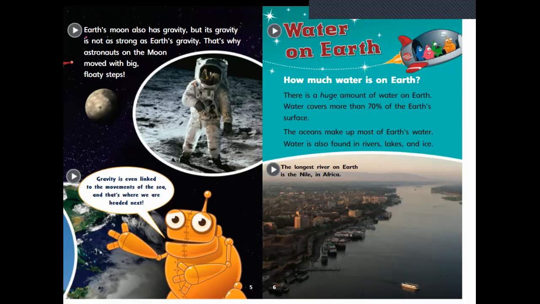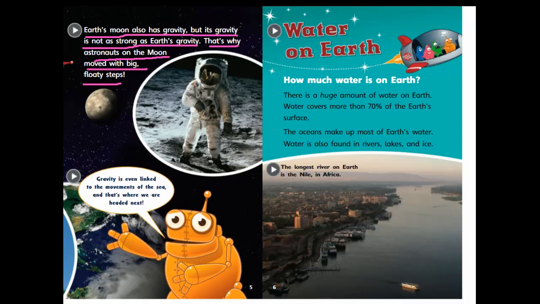So it says Earth's moon also has gravity, but its gravity is not as strong as Earth's gravity. Okay, so that's a detail telling us about Earth, about the gravity there. And then the next text says that's why astronauts on the moon moved with big floaty steps. And then this picture is helping us to understand an astronaut on the moon. And we can just visualize in our head, which is making a picture in our head, what the astronaut looks like as they're jumping and floating around.